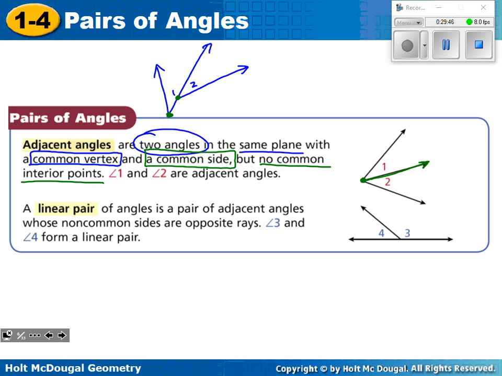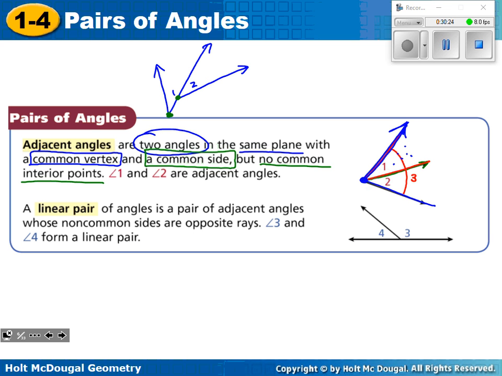What that means is if I were to call this big angle 3, and I'm just looking at angle 1 and angle 3, they do have a common vertex, right? And they have a common side right here. Agreed? But if I were to pick a point out of angle 1, it is also inside angle 3. So they're overlapping angles. They are not adjacent. So adjacent angles have to be side by side, common vertex, common side, but not overlapping. Are we good with that?